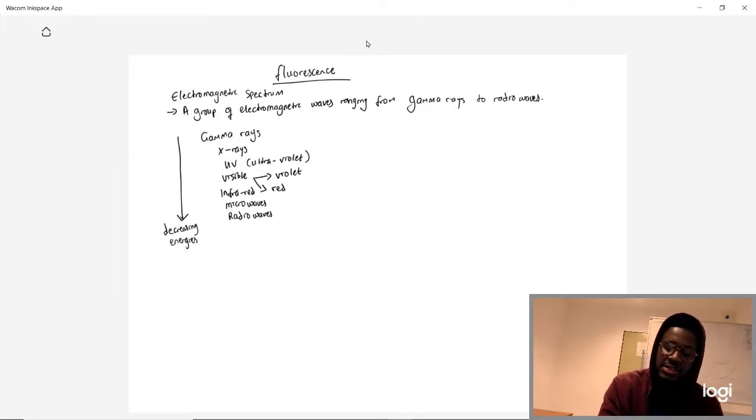It's also in decreasing frequencies, right? Because we know that energy is directly proportional to your frequency. Your energy is equal to hf. What is h? Planck's constant. Exactly, Planck's constant. And we know that our frequency is inversely proportional to our wavelength, and our frequency is equal to c over lambda, right?